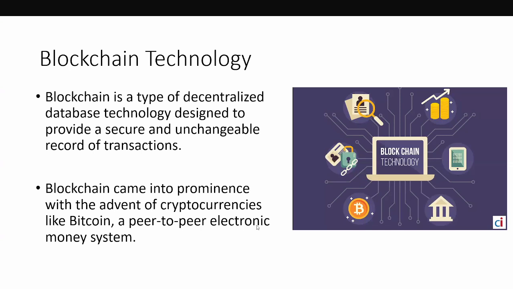So in the slides I have defined it. It's a decentralized database technology designed to provide a secure and unchangeable record of transactions, right? These are the two key terms: a service that makes sure of secure and unchangeable records of transactions. So this will be our future, right? You will see blockchain is used for many processes where secure transactions should be guaranteed. For such processes, we can use the blockchain, right?